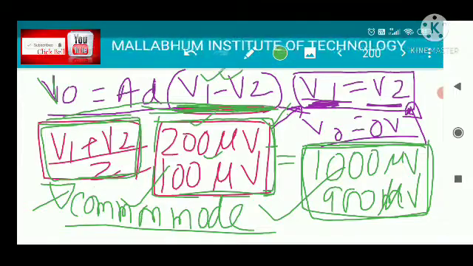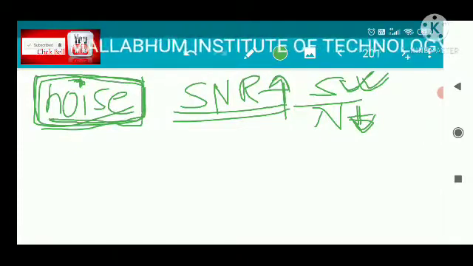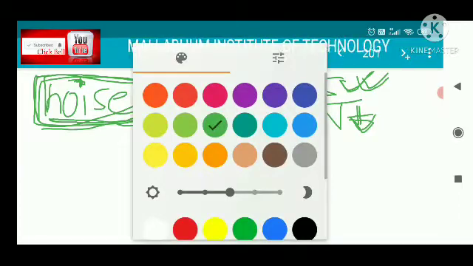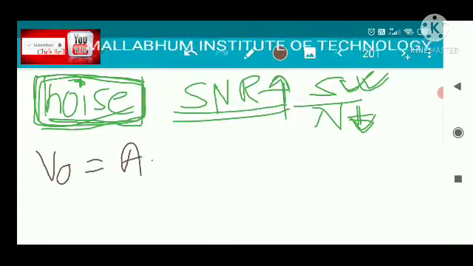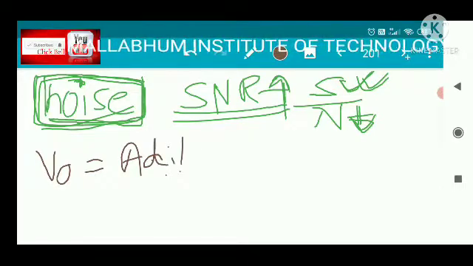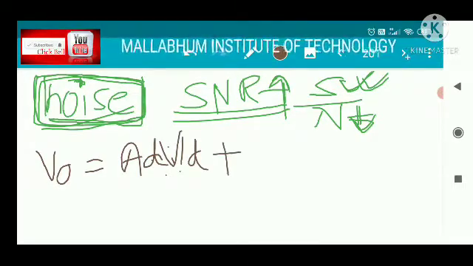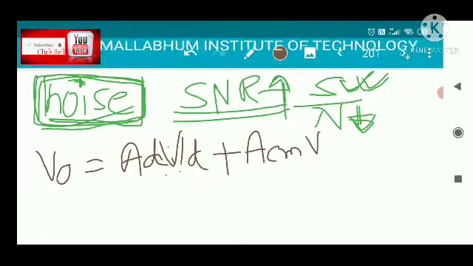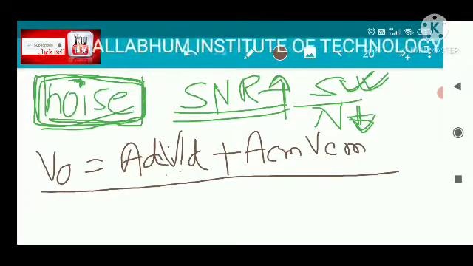The output voltage expression does not depend only on the difference voltage but also on another voltage, called the common mode voltage, and practically the common mode voltage is the noise voltage. So you can think of another equation: V0 should be AD into VD, which we have studied till now, but that is not the case. It also depends on the common mode signal. So this is your common mode gain and this is your common mode voltage. This is the expression for the practical difference amplifier.